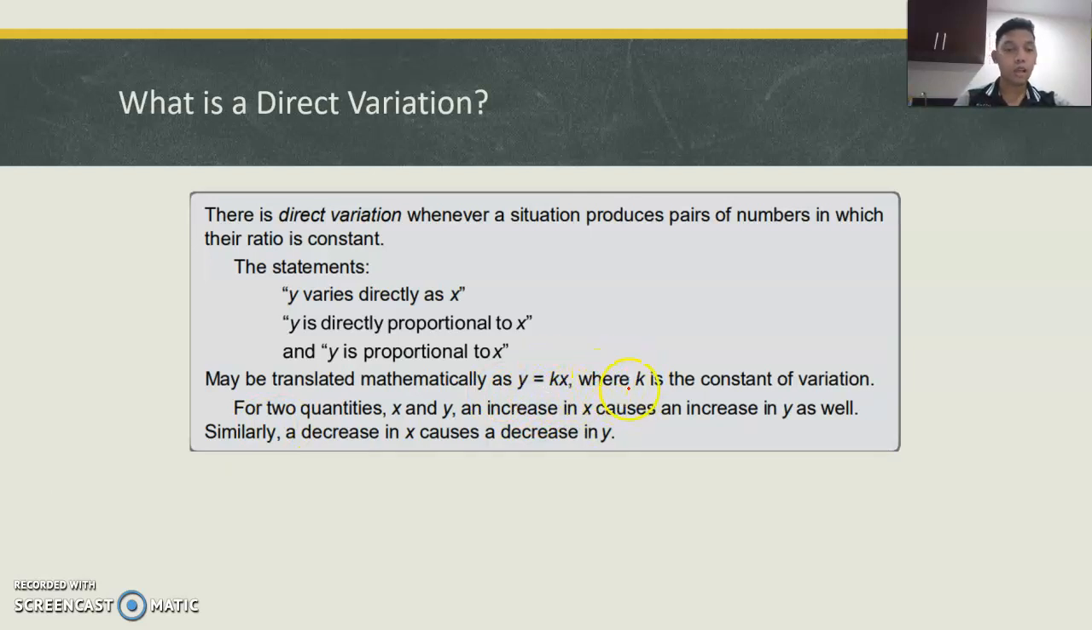Here, k is what we call the constant of variation. Now, a direct variation is commonly described this way: when one quantity increases, the other also increases, and it goes similarly with a decrease. When x decreases, y also decreases. Right? Let's proceed to the examples.